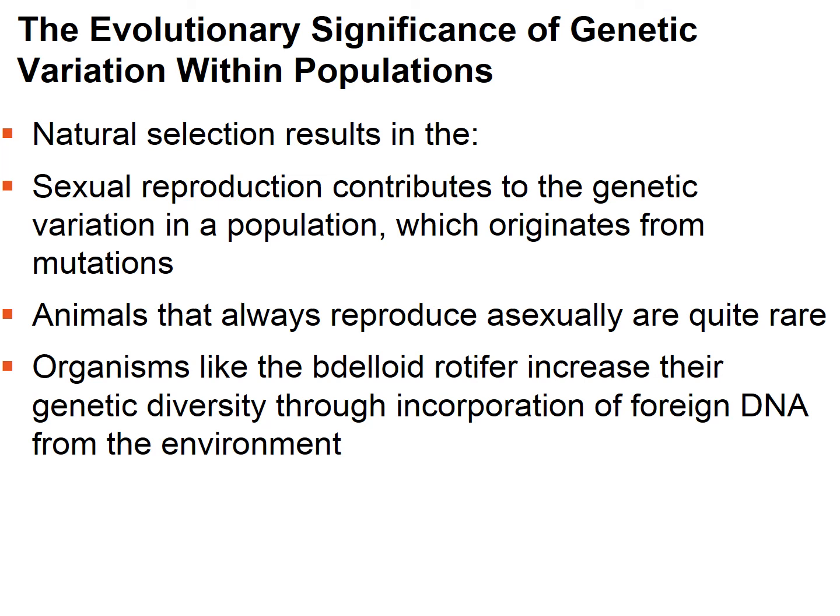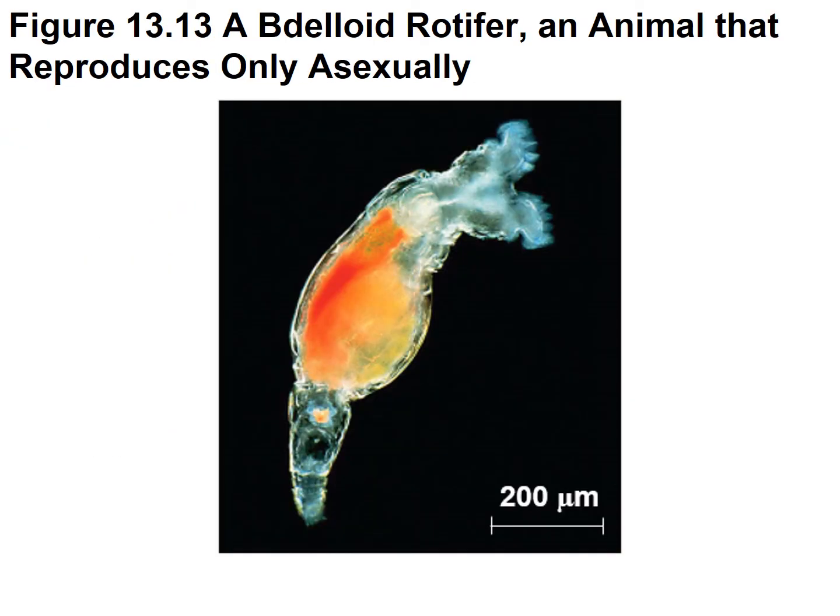In general, animals that always reproduce asexually are quite rare. One example is the bdelloid rotifer. And what they do, they increase their genetic diversity through the incorporation of foreign DNA from the environment. And this is just showing a picture of an animal that reproduces only asexually, that rotifer. And like I said, it's very rare for an animal to only reproduce asexually.